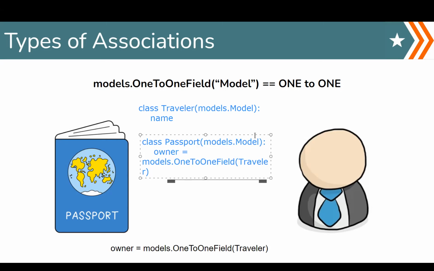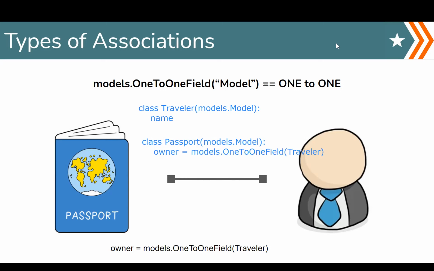Well, all this is saying is that each passport can only have one traveler associated with it. So if we were to create two tables, one table of travelers and one of passports, there would be a direct link between each passport and each traveler. So does the connection between these two fields using the one-to-one field make sense? Any questions about that?